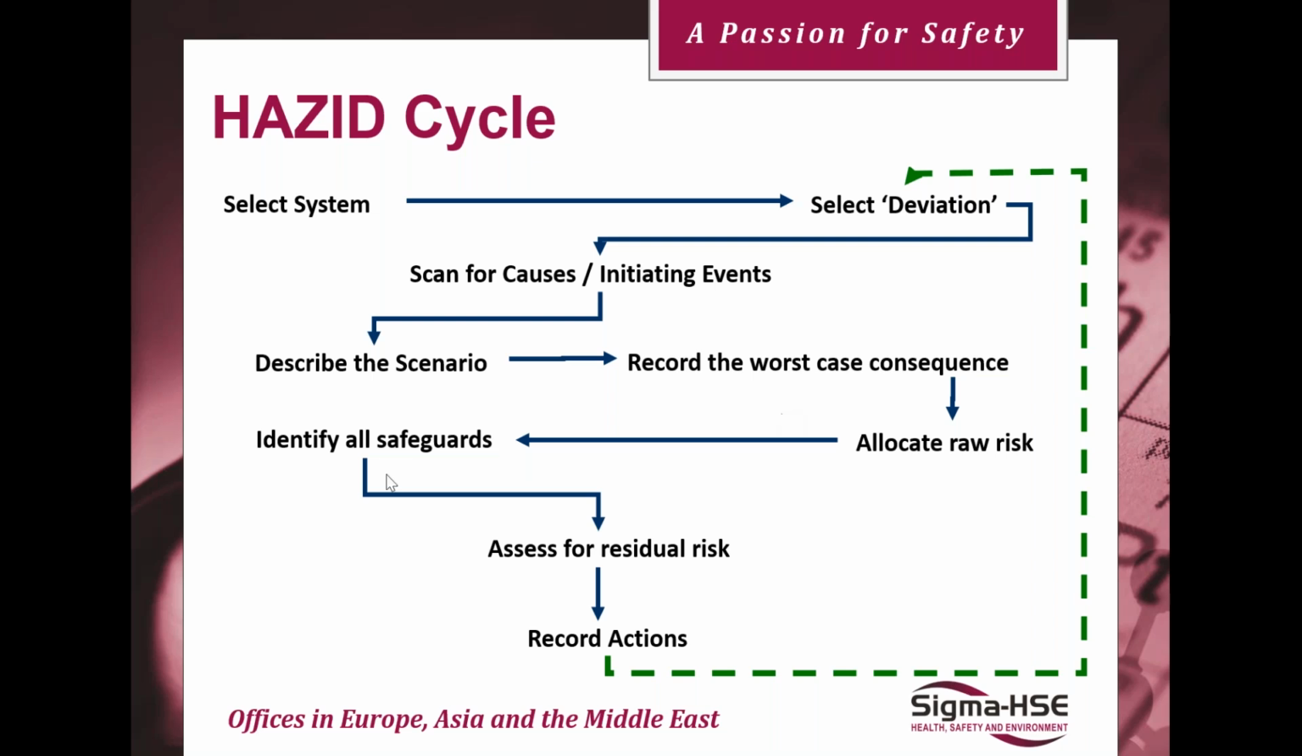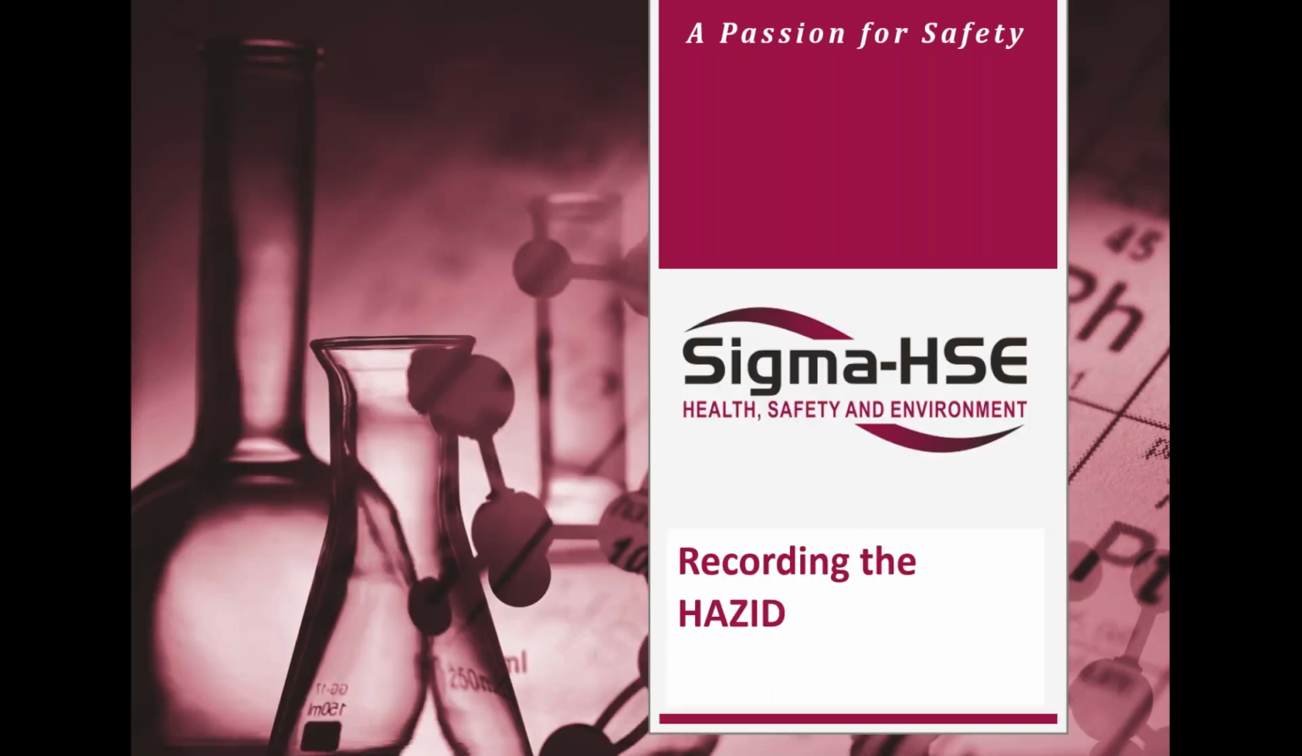That allows us to allocate a raw risk or an estimate of risk before any of the safeguards are taken into account. We'll then ask you what the safeguards are that you've got to prevent that from happening, and then we will assess for the residual risk. That tells you what risk reduction has occurred by those safeguards, how good they are, whether you need any others. That's where the gap arises. And if we think there is a gap, we'll record an action. And then once you've implemented the action, you should find that your risks are subsequently reduced. So that's the sort of overall flow sheet approach to HAZID.